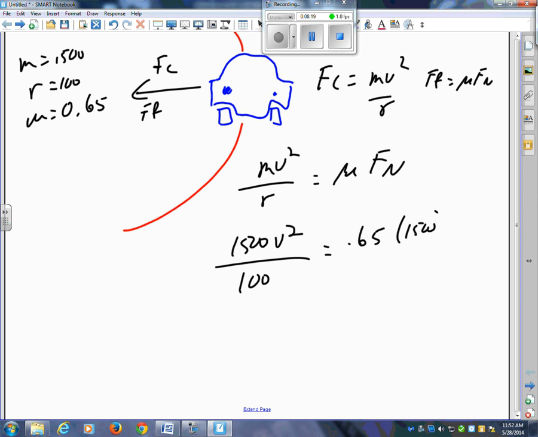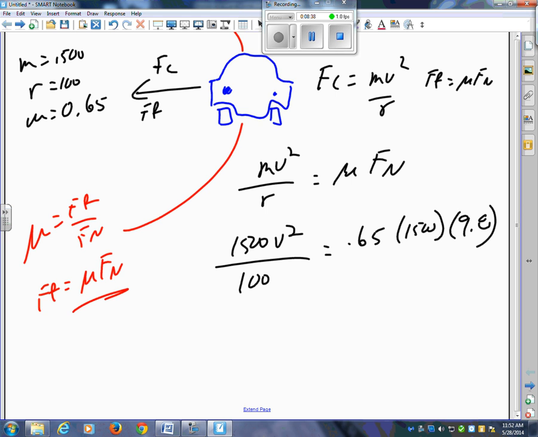Wait, is that Ff equals mu Fn? Does that work for all, or is this only in the circle? No, he just rearranged the formula. Mu equals Ff over Fn, or Ff is equal to mu Fn.